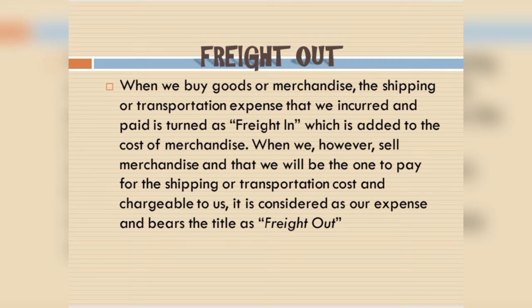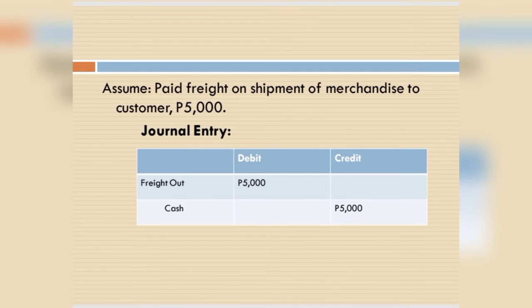Freight out is when we sell merchandise and we are the ones to pay for the shipping or transportation cost, so it is chargeable to us. So it is considered as freight out. For example, assume that we paid freight on shipment of merchandise to a customer of 5,000 pesos. The journal entry would be freight out as a debit 5,000 pesos, then cash will be the credit, which is also 5,000 pesos.